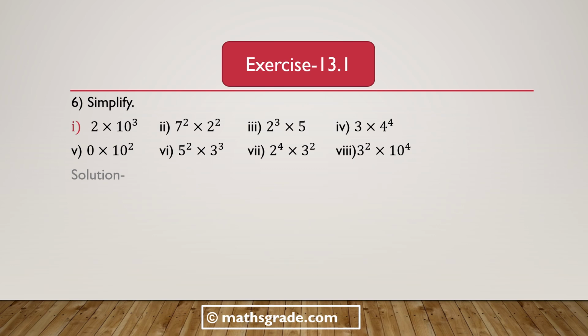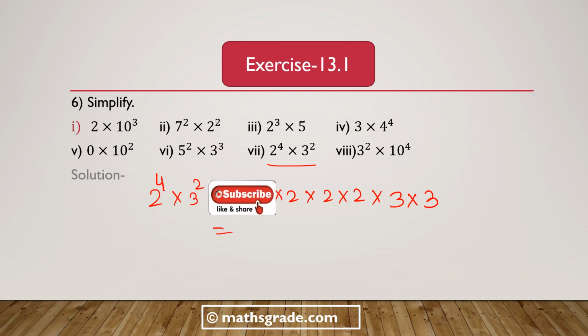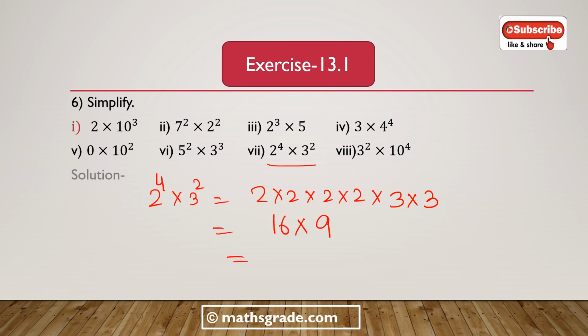Now solve question number 7th bit 2 to the power 4 multiplied with 3 square. 2 to the power 4 means 2 multiplied 4 times. And 3 square is 3 multiplied 2 times. 2 times 2 is 4, 4 times 2 is 8, 8 times 2 is 16. 16 multiplied with 9 is 144. This is the value of this exponential number 2 to the power 4 multiplied with 3 square.